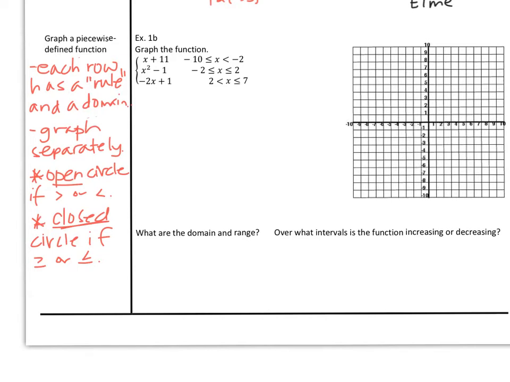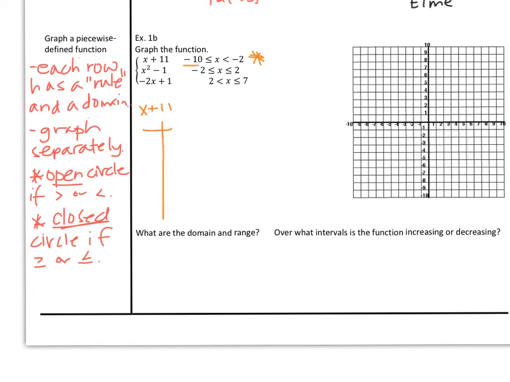Over on the right, we have a piecewise defined function. And you'll notice it has 3 different rows. So we're going to graph them separately. I'm going to start with that first row, and I'm going to put it in orange, just to kind of change up the color scheme a little bit. So I'm going to write the rule at the top, x plus 11. And then I'm just going to make a table.